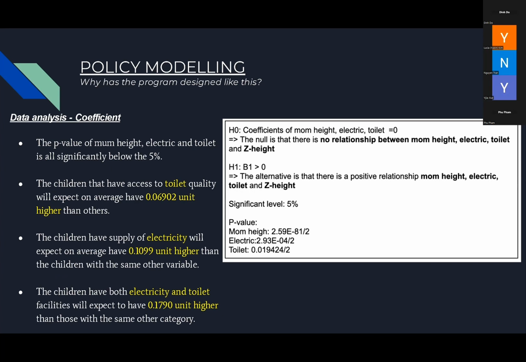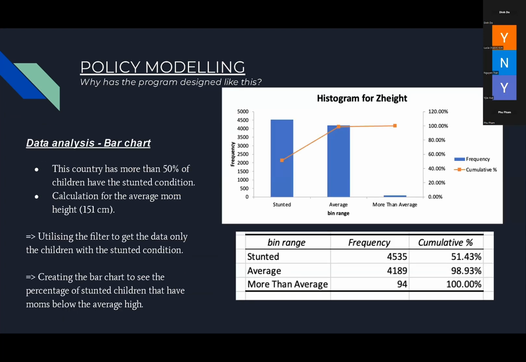0.06902 higher in Z height, while children with electricity can be expected 0.1099 higher. Children with both facilities can expect 0.1790 higher. The policy includes these variables to improve Z height and reduce stunted growth in children who lack access to quality housing. Next is the pie chart.